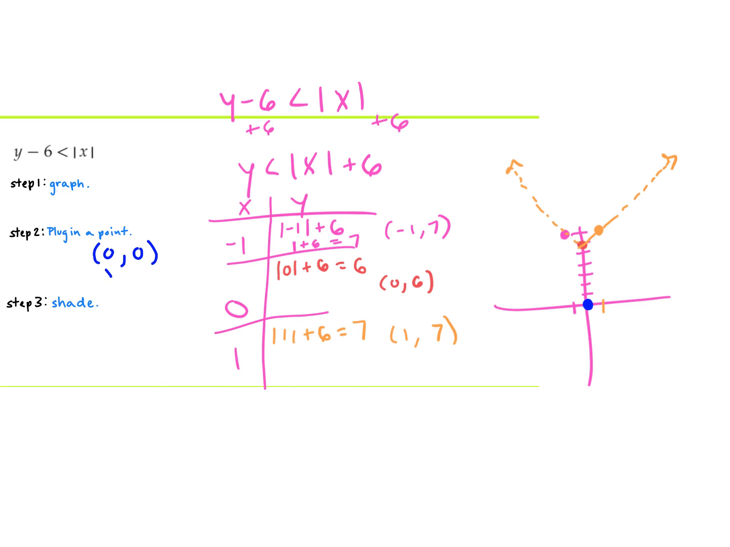So I'm going to plug in 0 for x and 0 for y. So 0 minus 6 is less than the absolute value of 0. So negative 6 is less than 0. Is this true? Yes. So where am I going to shade? Outside the V, below it here.